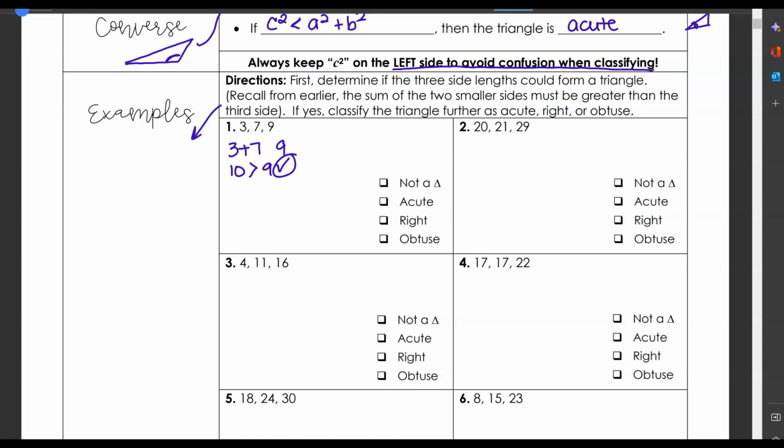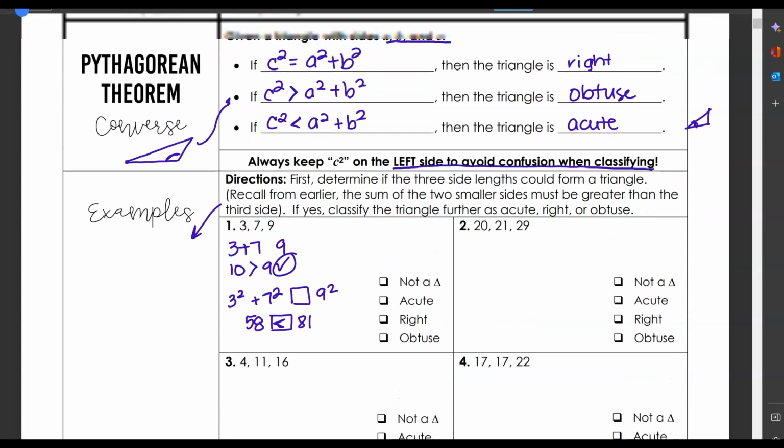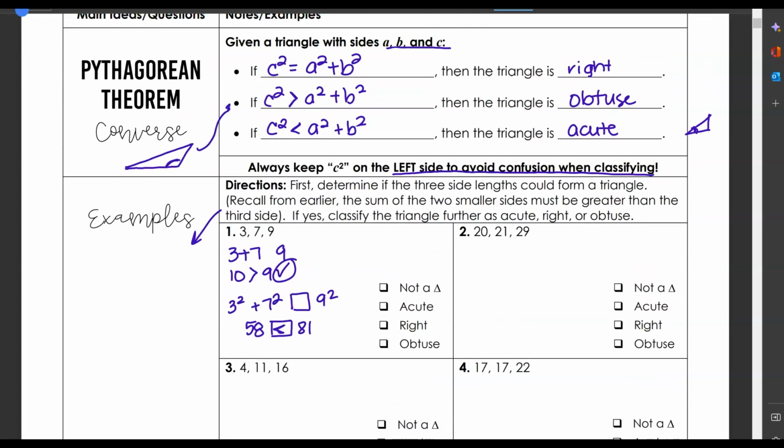Now let's check. If I do 3 squared plus 7 squared, how is that related to 9 squared? Well, 3 squared plus 7 squared gives us 9 plus 49, for a total of 58. So 58 is related to 81. How? Well, 81 is greater, so our C squared is greater. If our C squared is greater, that means that we have an obtuse angle.